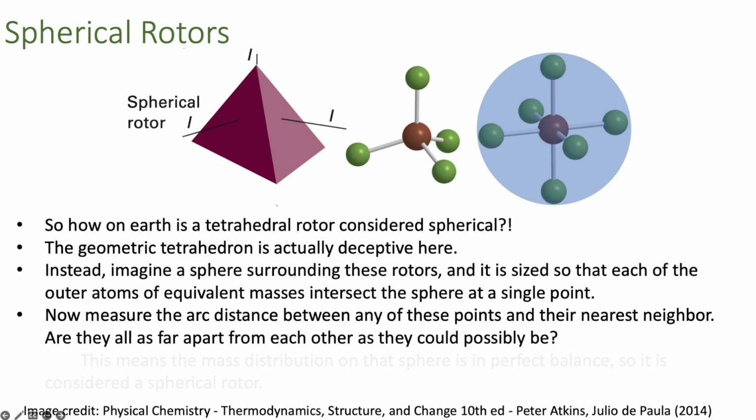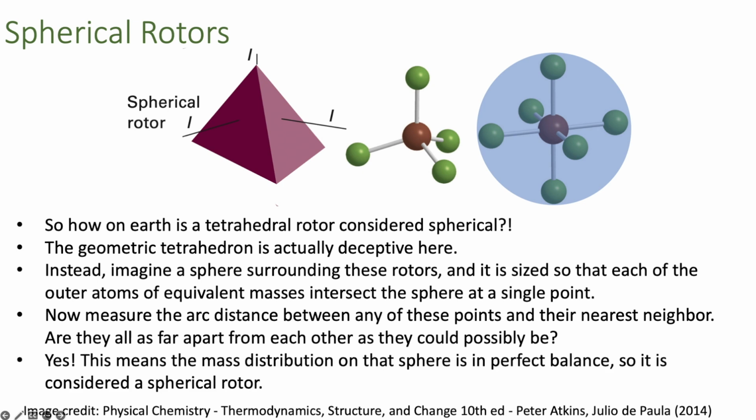And now imagine you measure the arc distance between any of these points and their nearest atom along that arc. Are they already as far apart as they could be from each other, or could you possibly move them a little further apart? Think about that for a second. Try and visualize this. And yeah, they are. They're already as far apart as they can go.